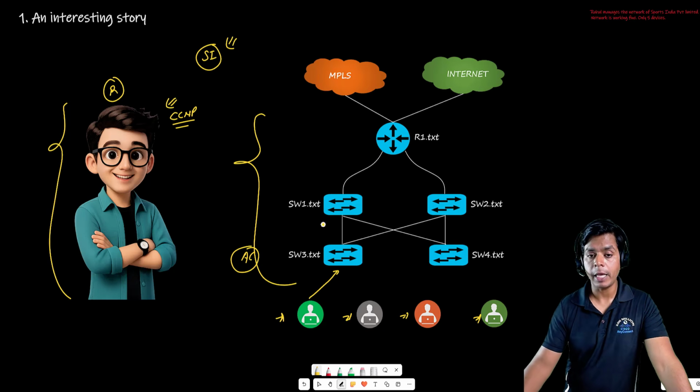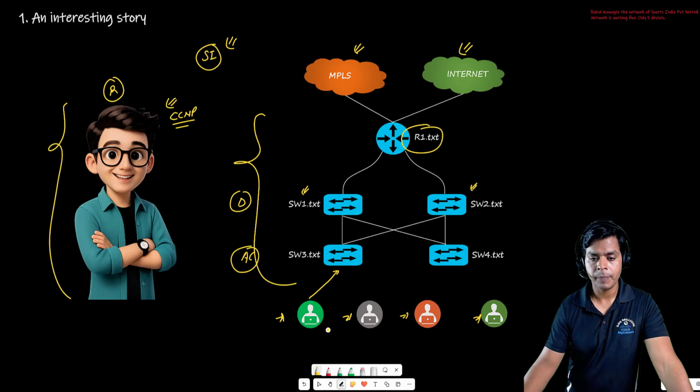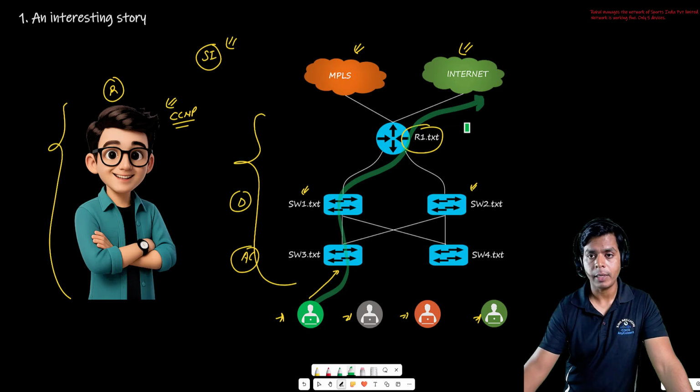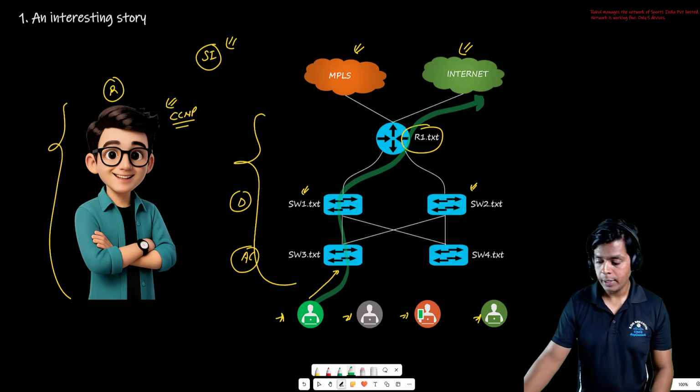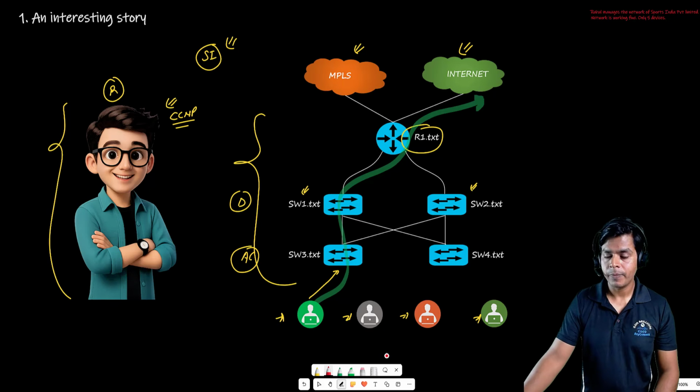As simple as that. Then we have the distribution layer switches. We have two distribution layer switches, switch one and switch two. And then we have one router which is connected to MPLS and eventually the internet. If this green laptop guy wants to reach the internet, this is the path, right? And you must be thinking, Mr. Vishnu, why are you teaching network design?